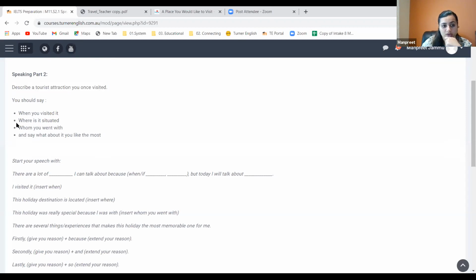And where it is situated. So you have to say where it is. So if it's in another country, give the name of the country, what city, and what was it in general, what attraction was it? Was it a museum? What can be the different types of tourist attractions, everybody?